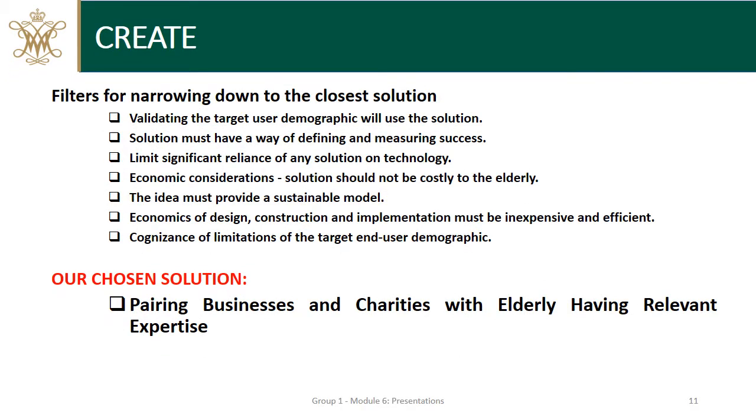We came up with great ideas during brainstorming sessions, but in order to narrow down to the closest solution, we used several selection criteria or filters. It is important to note that these filters play an important role in the determination of the viability of each idea: from the elderly's perspective, who have to use the finished product; from the perspective of the business who will embrace this solution; from the technology perspective of what is physically possible to implement; and more importantly, the sustainability of the solution. Based on these filters, we've selected pairing businesses and charities with elderly having relevant expertise in order to enhance aging in place.